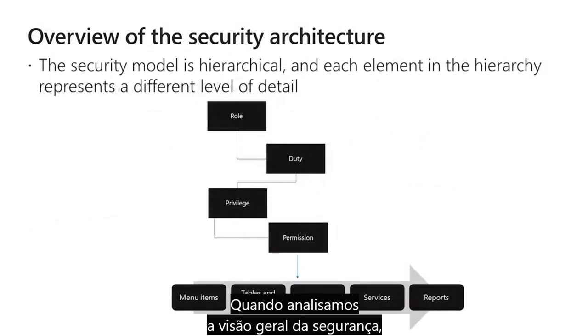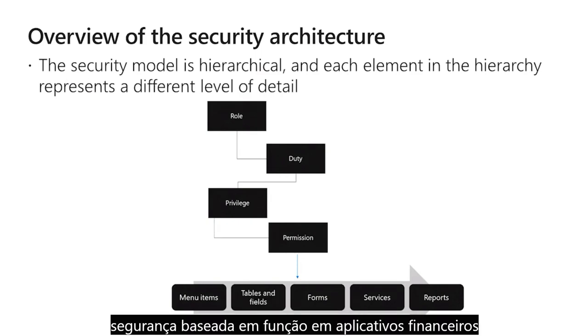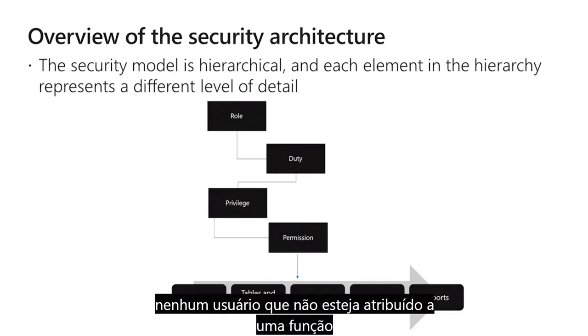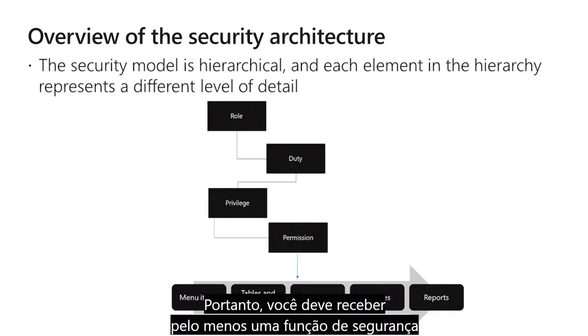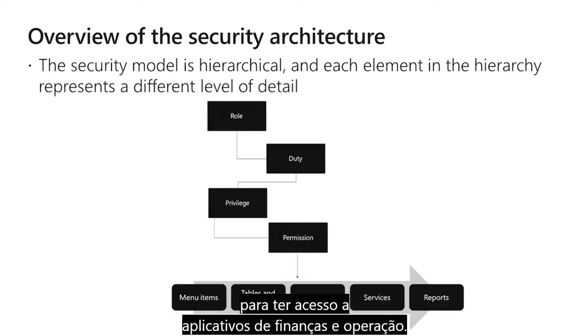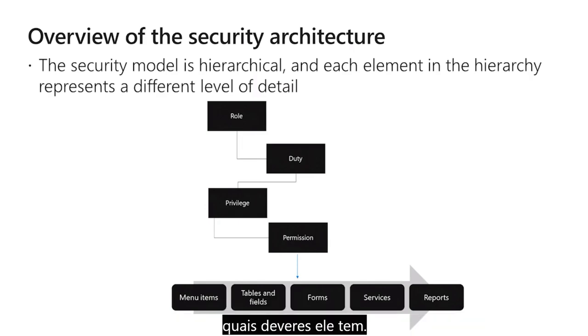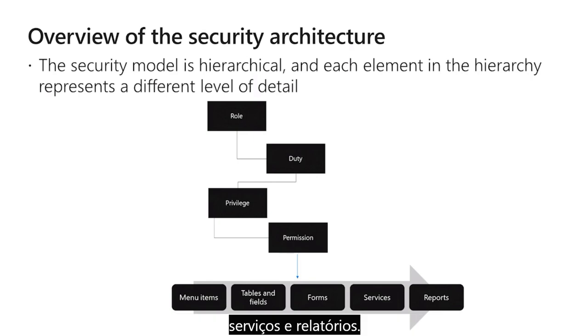So when we look at the overview of the security when it comes to role-based security in finance and operation apps, basically any user who isn't assigned to a role doesn't have any privileges. So you must be assigned at least one security role to have access to finance and operation apps. And now, those security roles that you assign a user determine what duties they have. And part of those duties include what privileges and permissions they have. So you can see here from this graph, we have a permission to see certain menu items, certain tables and fields, forms, services, and reports.